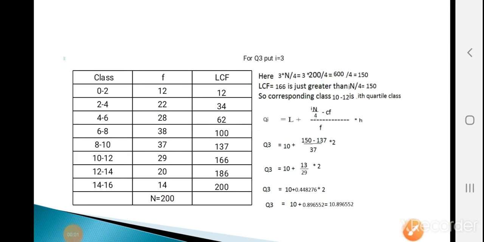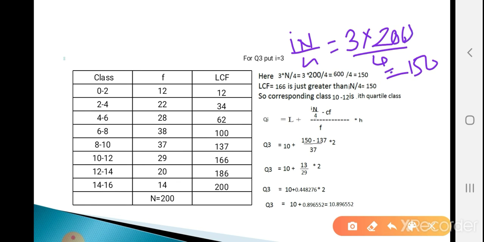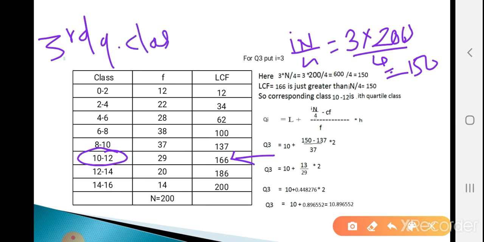Now for Q3, put i equal to 3. So iN divided by 4, with i equal to 3, is 3 times capital N, which is 200, divided by 4. So the value is 150. Now see the LCF just greater than 150. Which LCF value is just greater than 150? The LCF 166 is just greater than 150. So the corresponding class is your third quartile class. The third quartile class is 10 to 12.